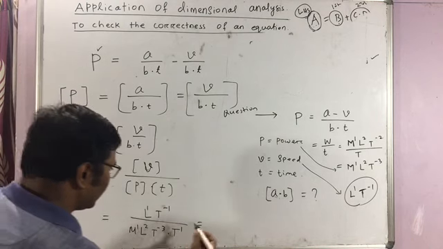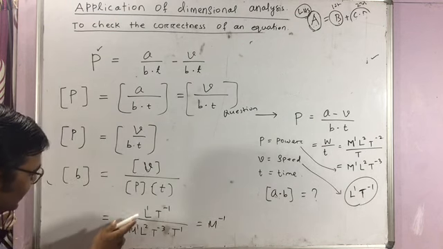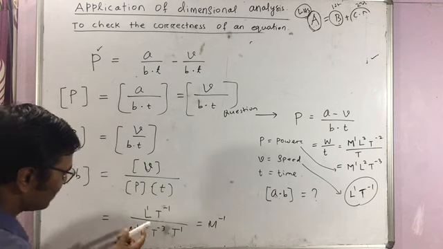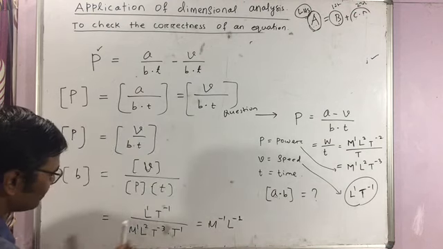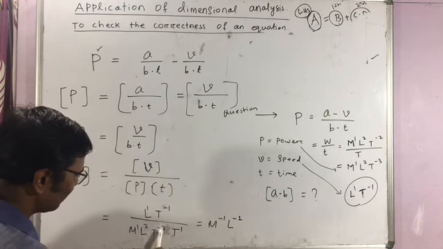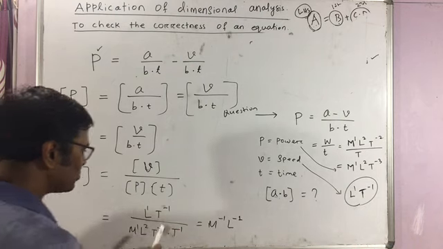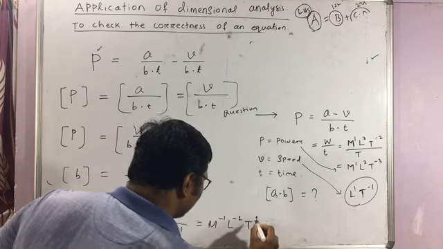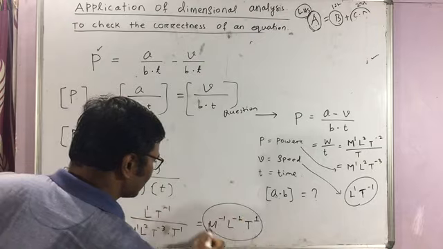See here, it is M to the power minus 1, and here it is L to the power 1 divided by L to the power 2, so it will be L to the power minus 1. Now you see here, it is minus 3 and 1, means minus 2, T to the power minus 2. When it goes up, it will be T to the power plus 2, and here it is minus 1. So your answer will be T to the power simply 1. So the dimension of B is this much.